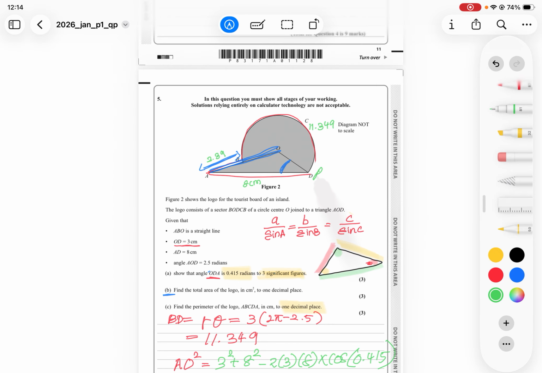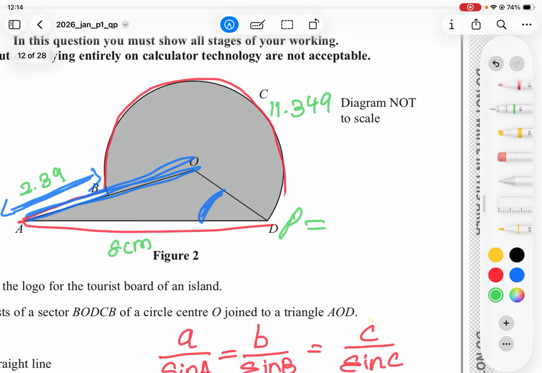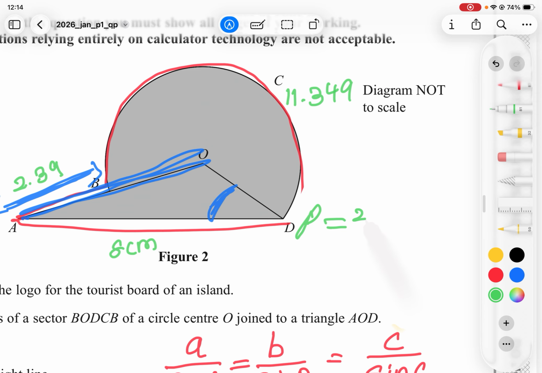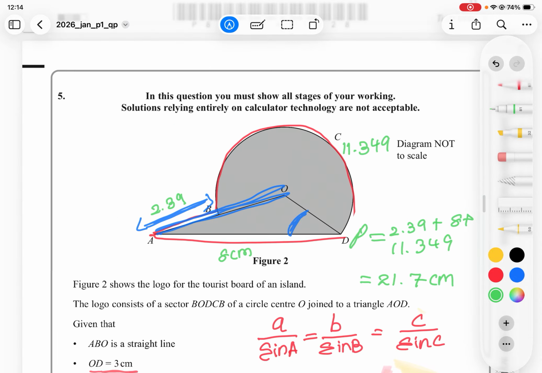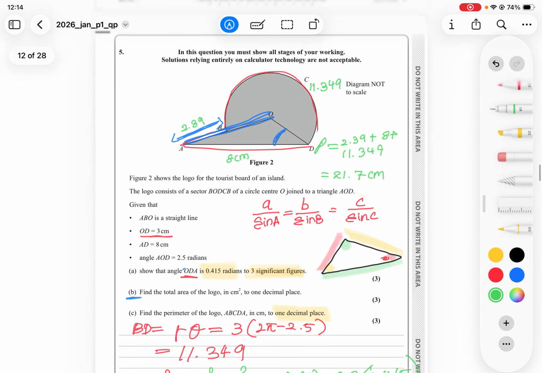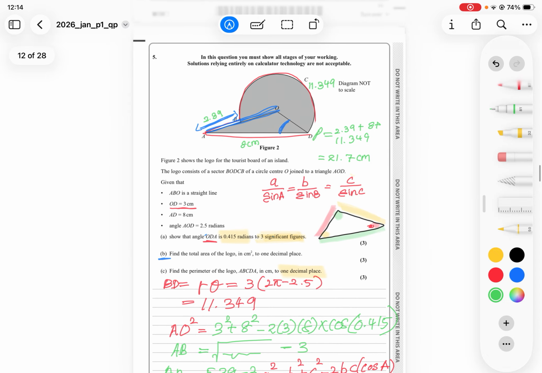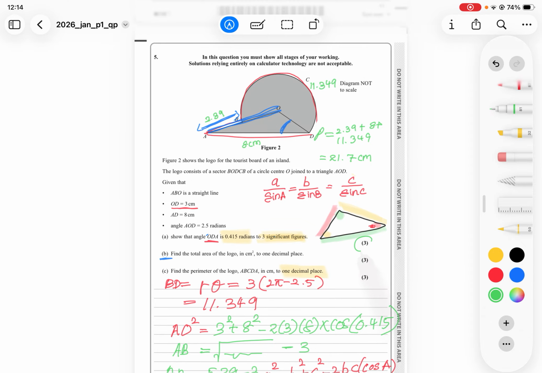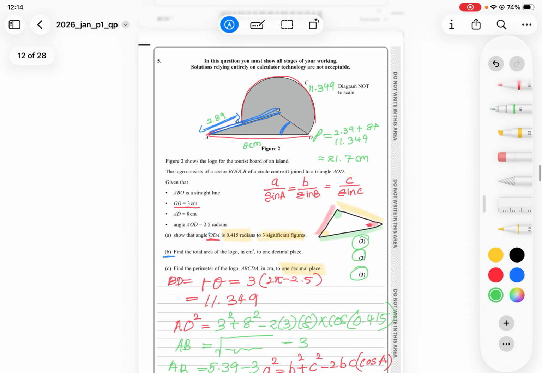So P equals, sorry, I accidentally erased it, 2.39 plus 8 plus 11.349. It's going to be 21.7 centimeters. Okay, so this is the answer for all these questions so that you can get all the 9 marks for this part.